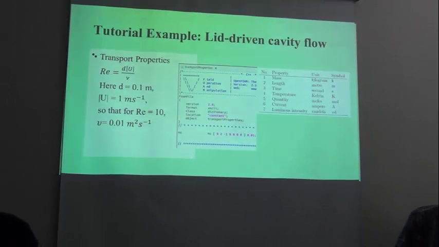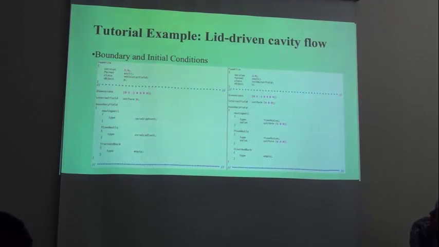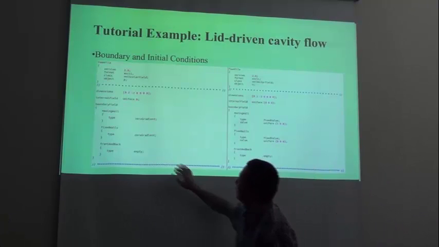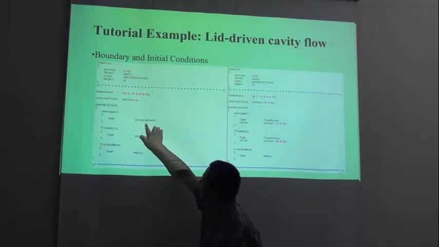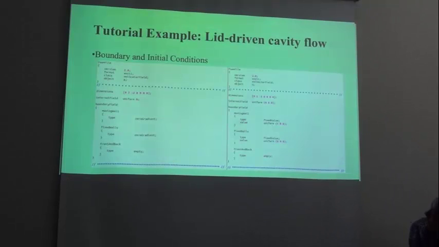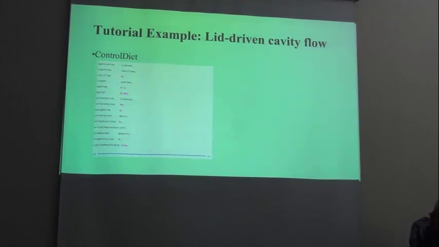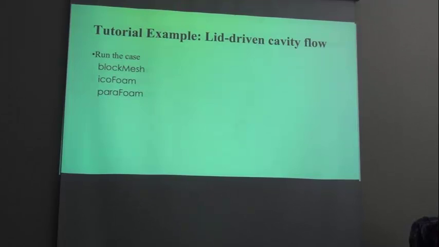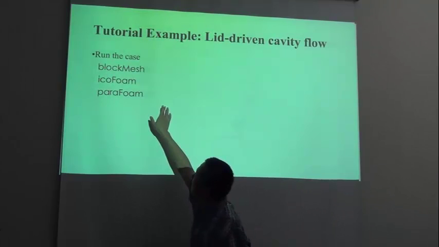So the next step is boundary and initial conditions. When you open this, this is the boundary, and you set up the boundary condition. And this is the initial condition, in the time directory zero. Okay, and this is the control dictionary, how to set up the time step and how to output the graph. And to run the case, just give three commands: blockMesh, then the solver, and post-processing.